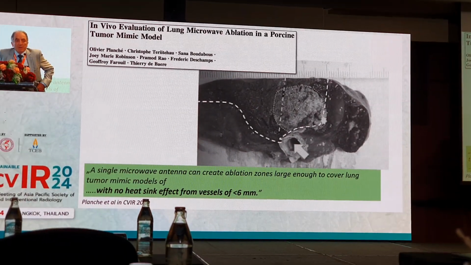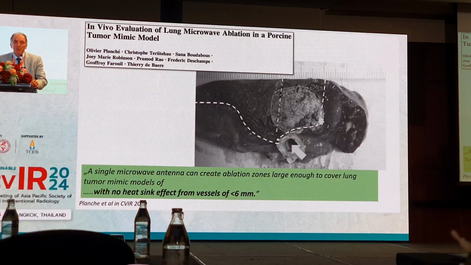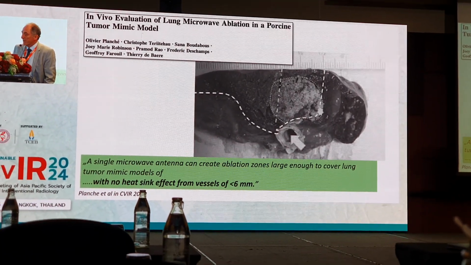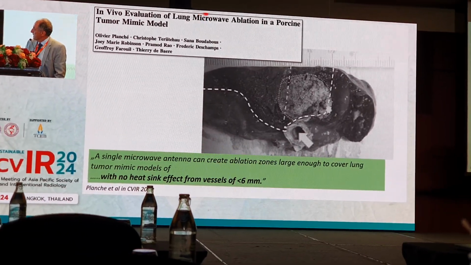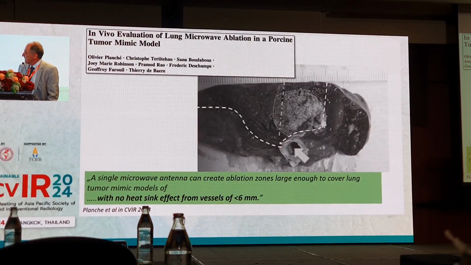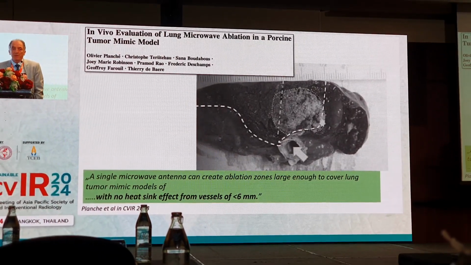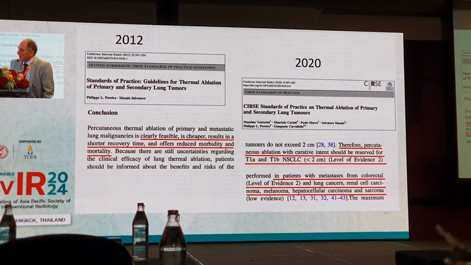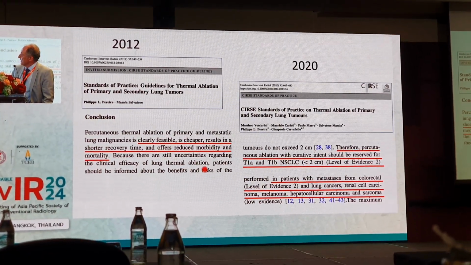It seems not to be the case for microwave. You know, microwave is not only faster, it's more energy and higher temperature when you use microwave, even in the lung. And this animal experiment coming from Paris shows that there is no heat sink effect with microwave for vessels up to 6 millimeters.